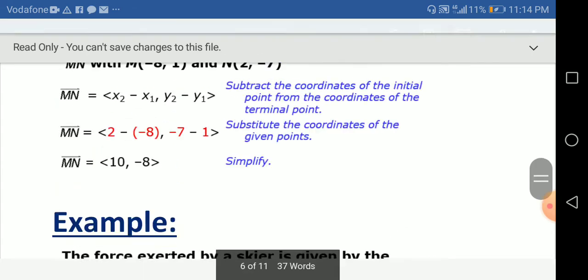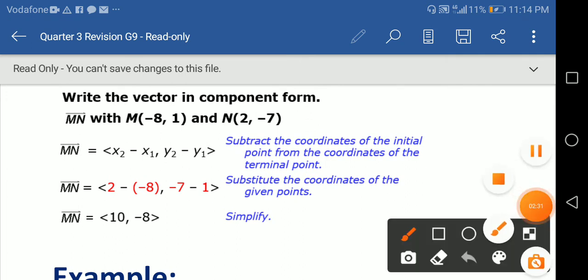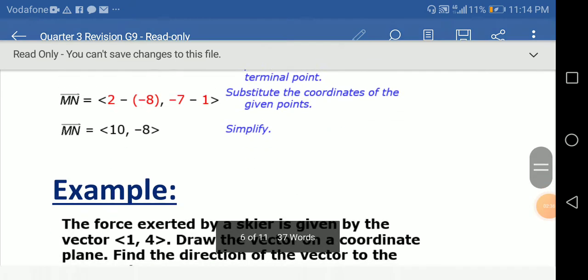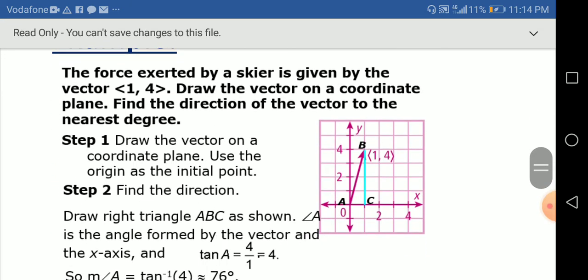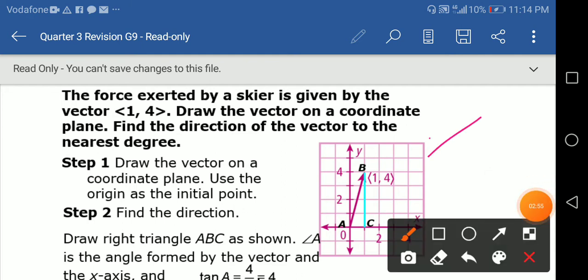Okay guys, remember in this question, please study well the rule: x sub 2 minus x sub 1, y sub 2 minus y sub 1. Okay, let's have another example. The force exerted by a skier is given by the vector with component 1 and 4. Draw the vector on a coordinate plane. After drawing the vector, find the direction of the vector to the nearest degree.